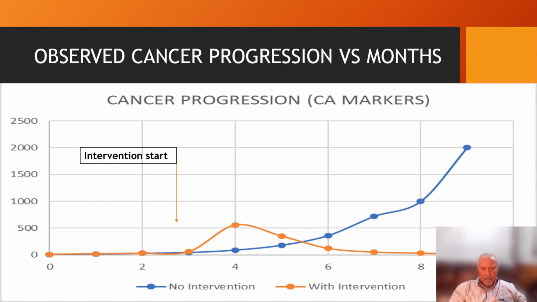Now, if you run along here and you have an intervention point, and the intervention can be chemo, anything that's going to cause cancer necrosis. In this case here, it's Velasta. And we see, for example, here in month three, we start the intervention and we see the cancer markers substantially increase, way above what would be predicted if you had cancer. You'd see your cancer markers swing way high.